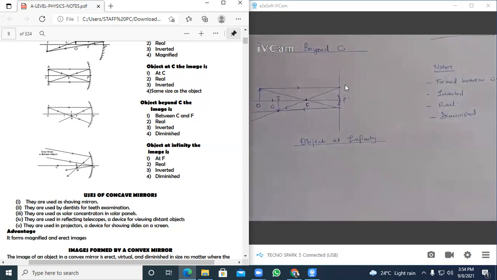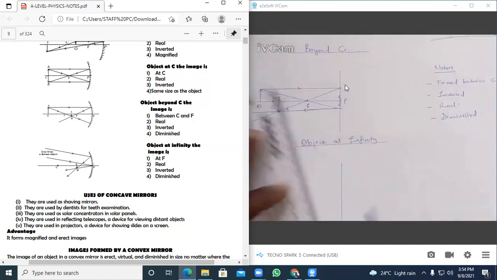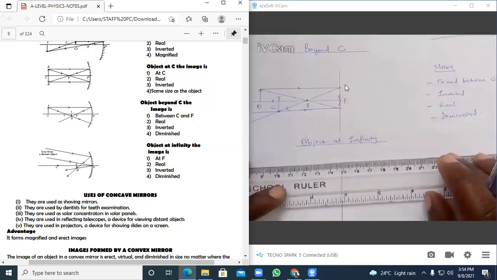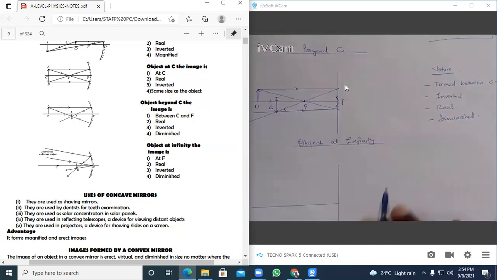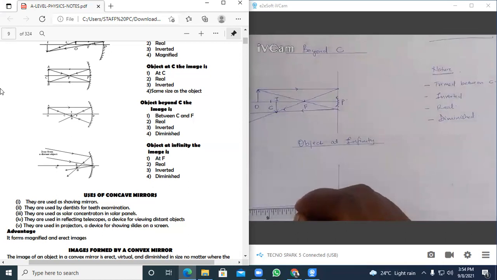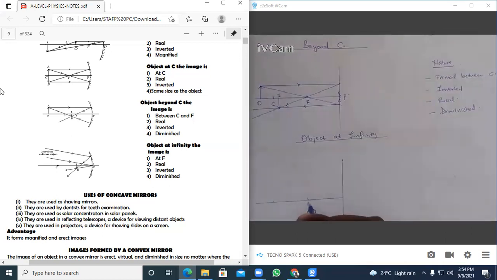Object at infinity. So what we are going to do is we are going to draw this and put this principal axis. We shall put our points. This is point F, point C, F, and C.